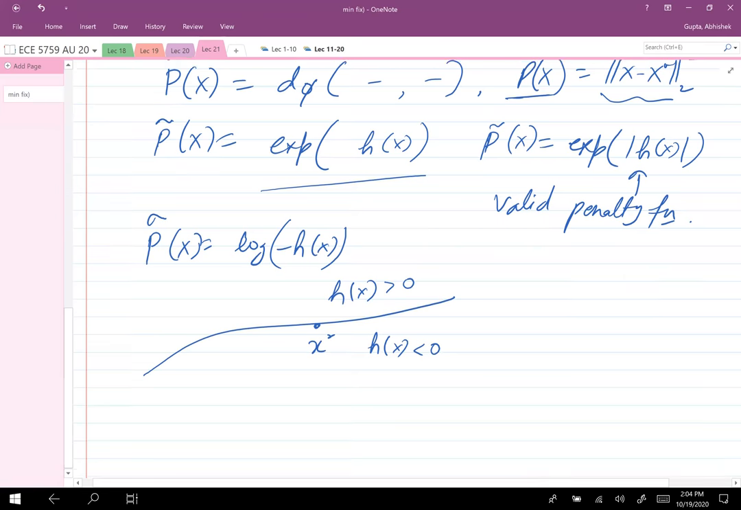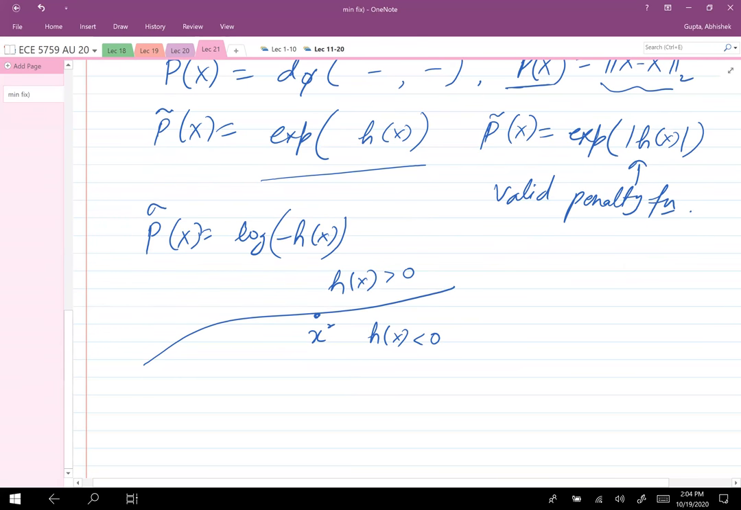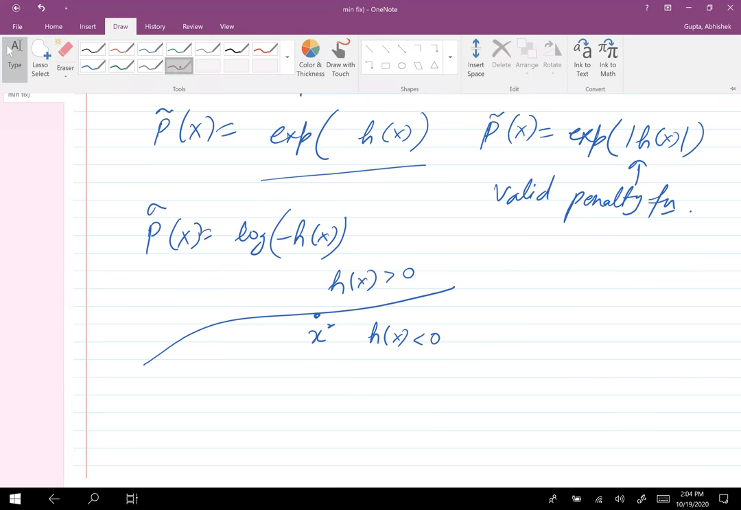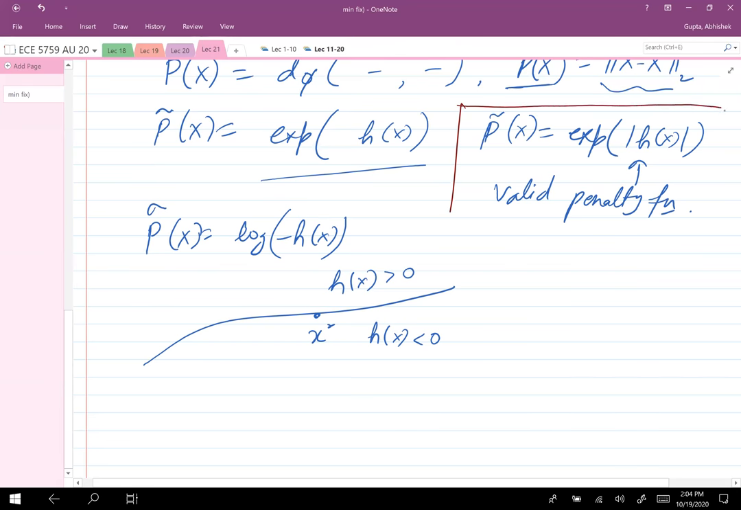Okay, so let me tell you what sort of penalty function this is. This penalty function is actually good. I don't know if anyone has used it, but this is certainly a very good penalty function because no matter whether you are going up or going down, you are going to increase the objective function because of this exponential term.